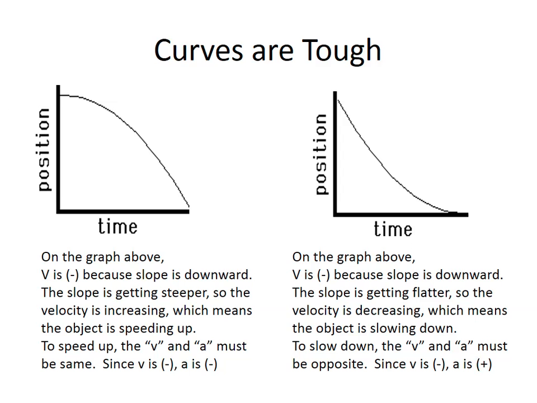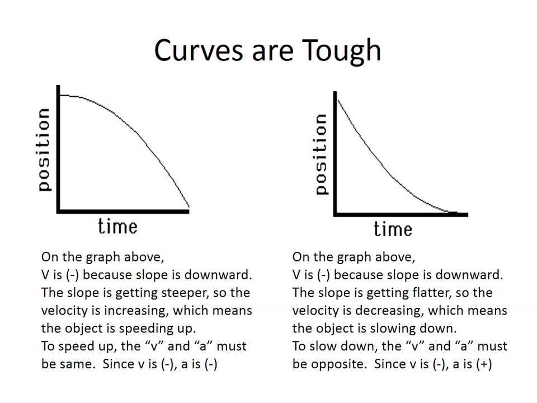This one on the left here is also getting steeper. On the graph, you can see it's a negative velocity because the line's going down. So again, line up positive, line down negative. The thing is, the slope is getting steeper, so the velocity must be increasing. The slope is getting more and more negative.